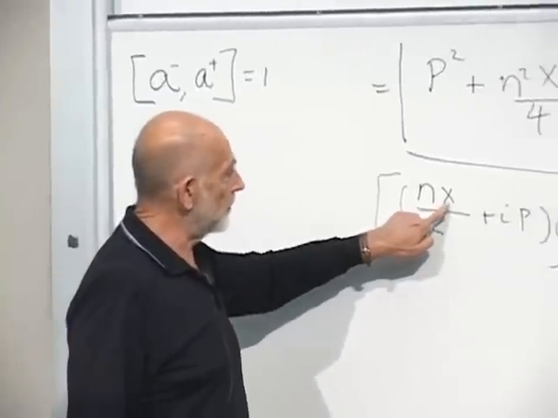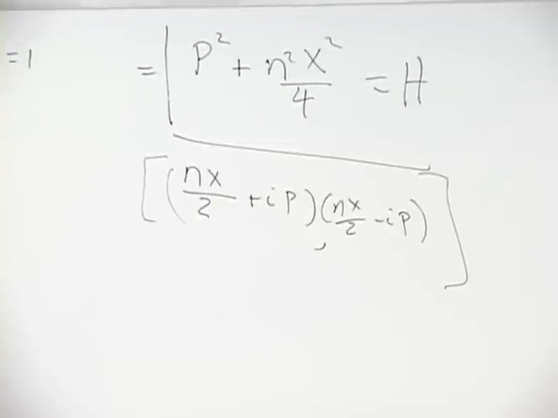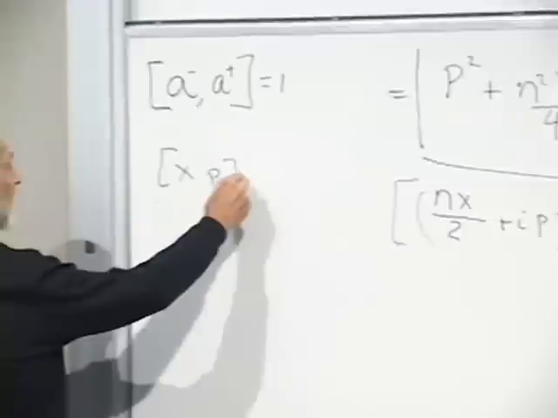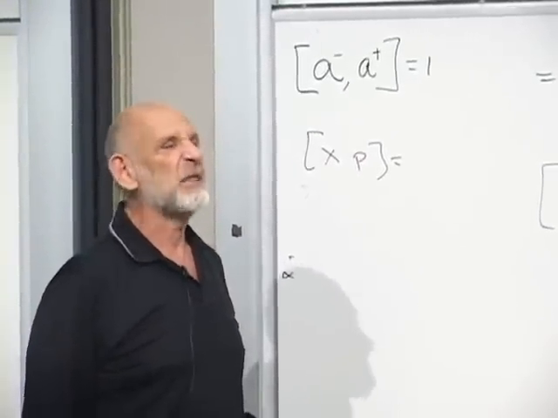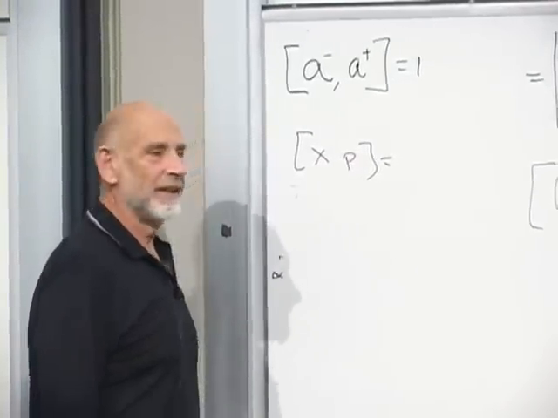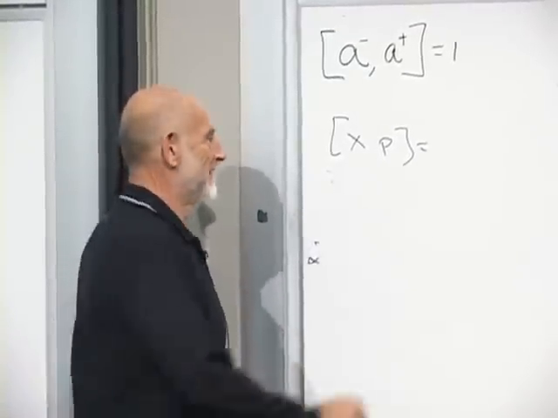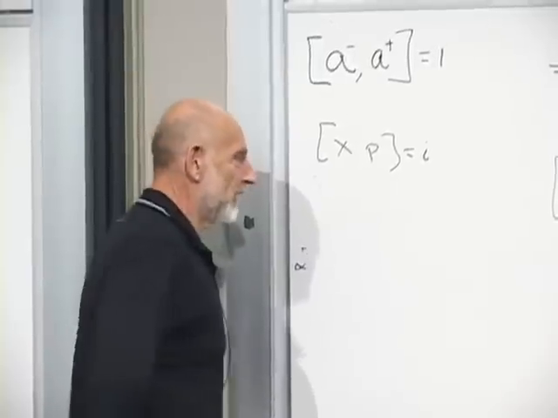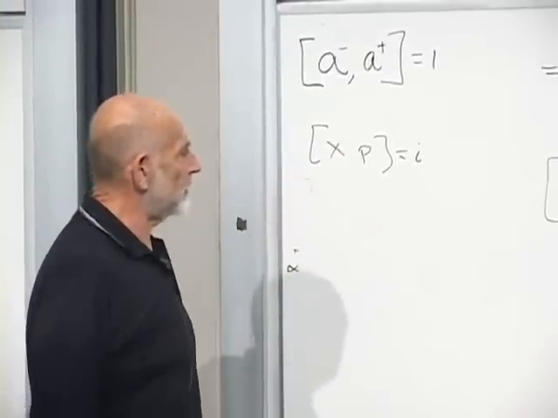What's the commutation relation between x and p? Do you remember the commutator between x and p? Anybody remember? I'm setting h bar to 1. What else besides h bar? i. Go back and try to remember why that's true. xp minus px is i.